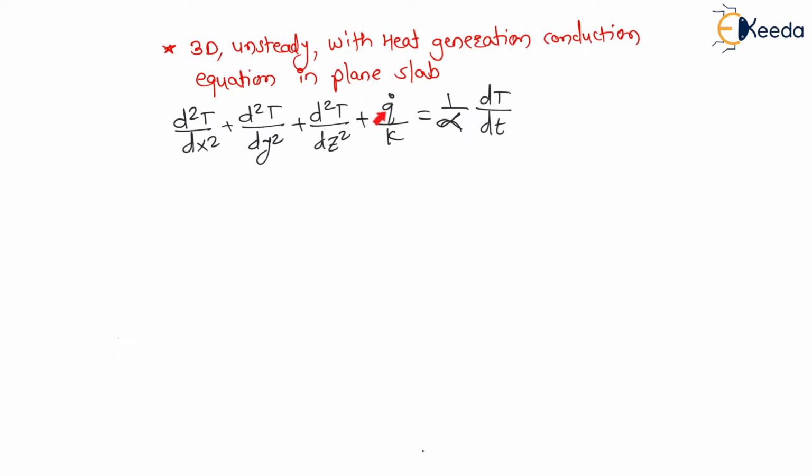Q dot is uniform heat generation rate. It is watt per meter cube. K is the thermal conductivity of body. Alpha is the thermal diffusivity of body, which is nothing but thermal conductivity divided by heat capacity, that is K divided by rho Cp. And this is the temperature gradient with respect to time, that is change in temperature with respect to time, right? Again, the same equation can be written as per mathematics, del square T plus Q dot by K is equal to 1 upon alpha dT/dt, right?